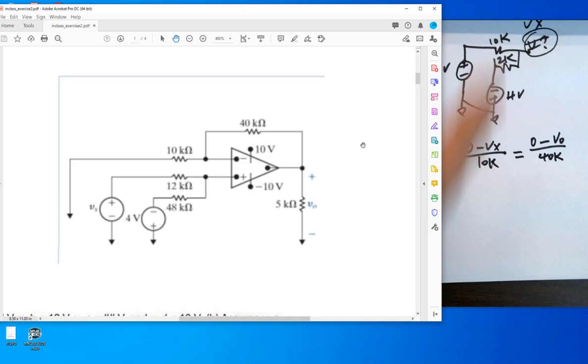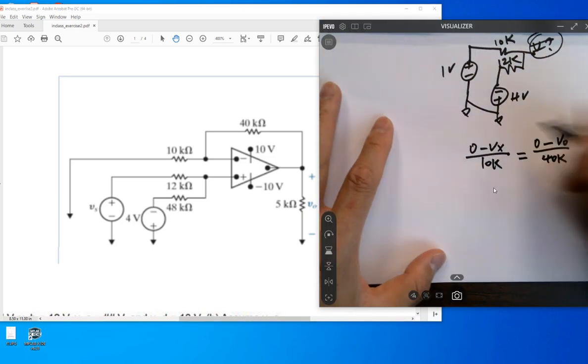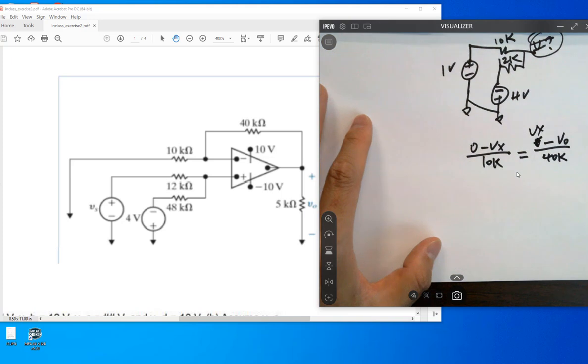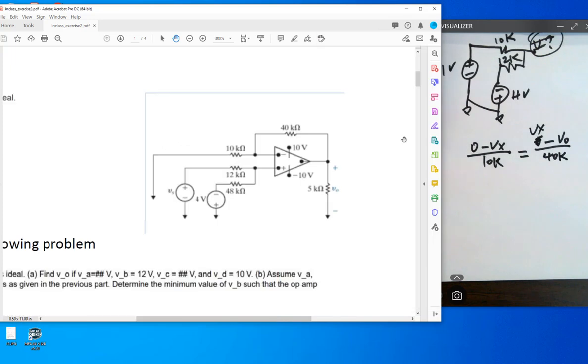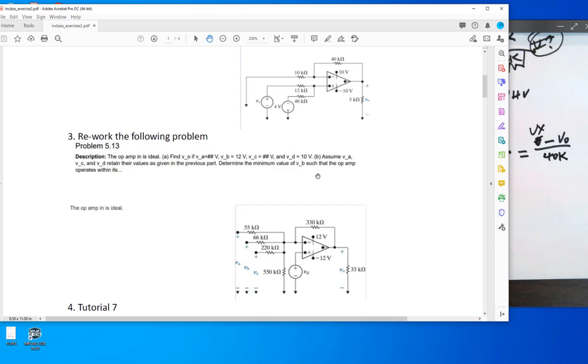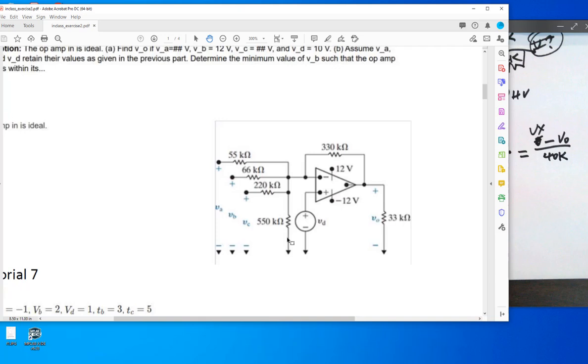Any question on this? Minus VL. Thank you. Any question on this? No? Move to the next. What about this one?